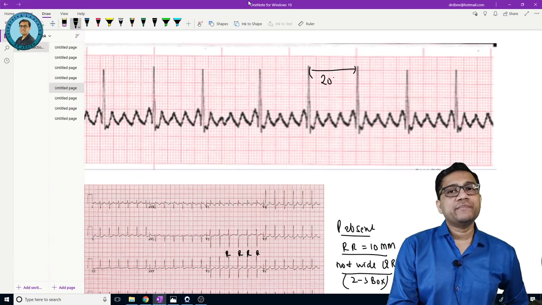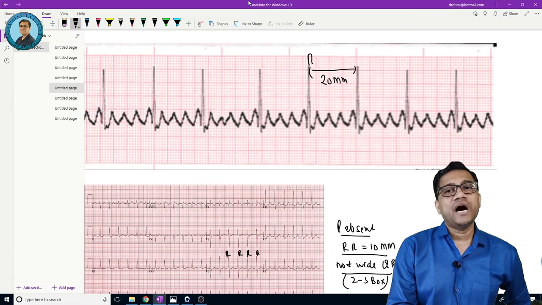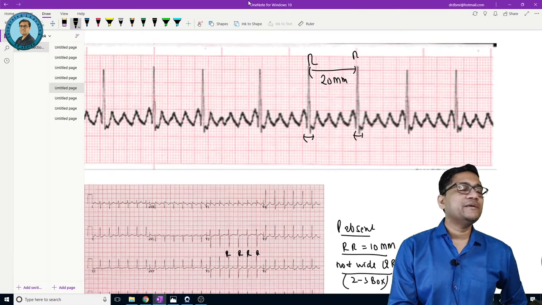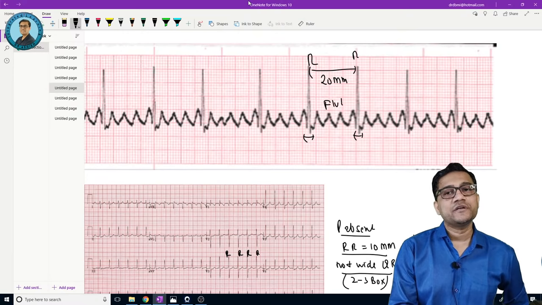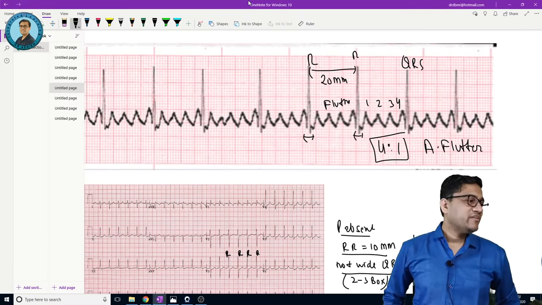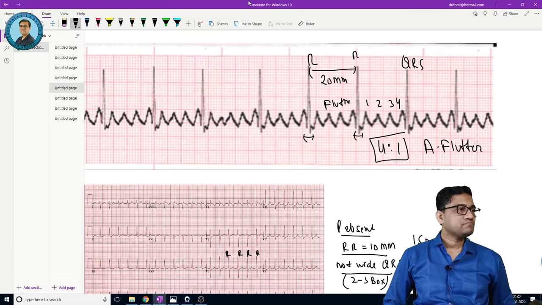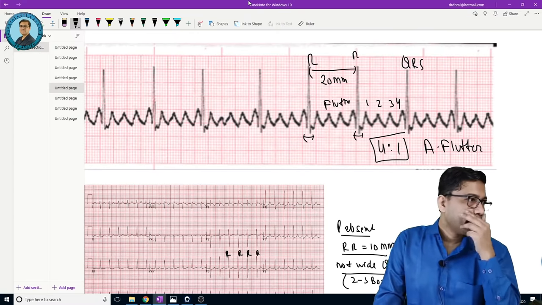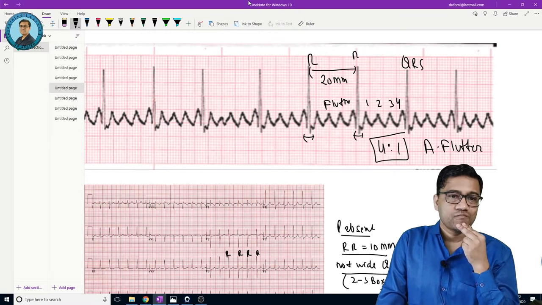4. That is 20 mm. So that means RR is normal. QRS is also normal. The problem is multiple P-like waves, called flutter waves. These are flutter waves. So there are 3 waves, 1, 2, 3 or even 4. So it's 4 flutter waves to 1 QRS, called 4:1. This is atrial flutter. Are you clear? Atrial flutter. Done?